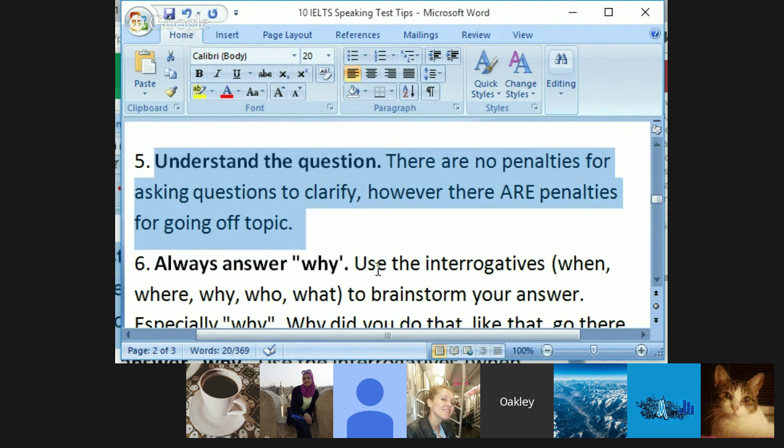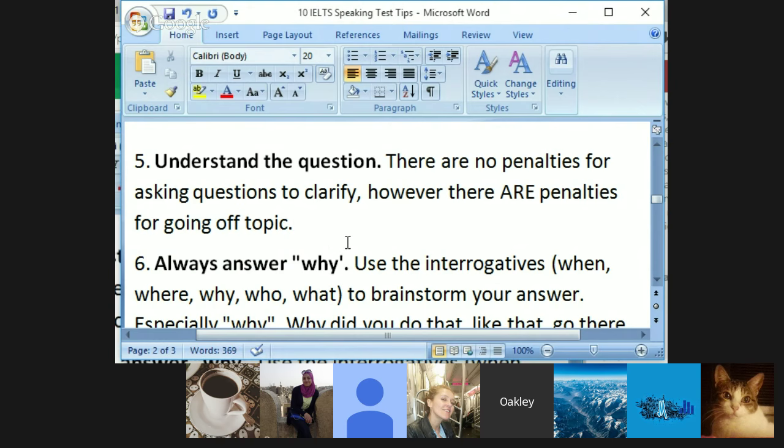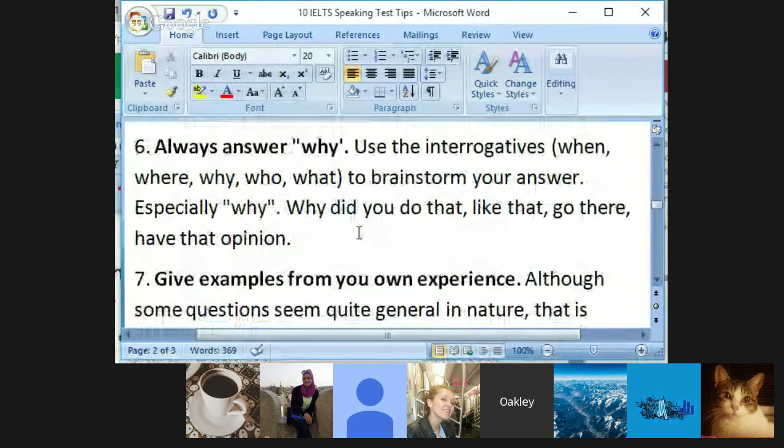Number five. Understand the question. There are no penalties for asking questions to clarify. However, there are penalties for going off topic. Aha. So it's okay to say, do you mean blah, blah, blah? Would you like me to tell you about blah, blah, blah? It's okay to ask those questions. There are no penalties for asking those questions. If anything, the fact that you know how to properly form a question sentence in English is going to help your score.